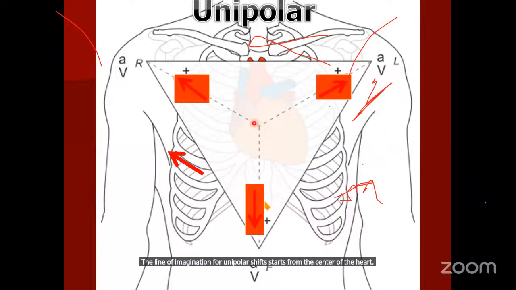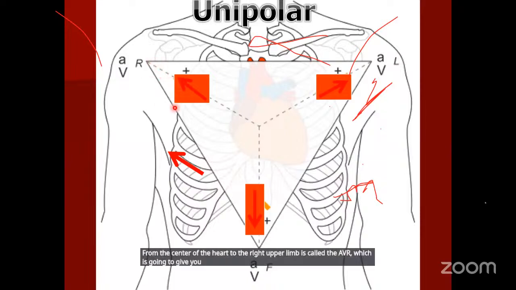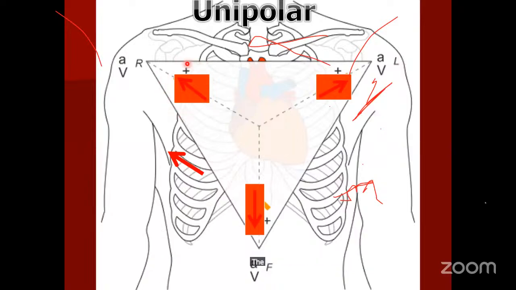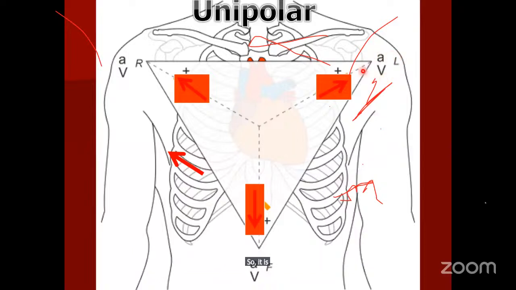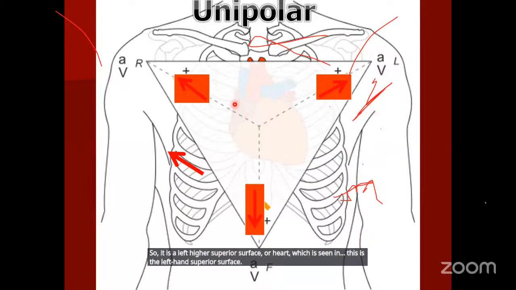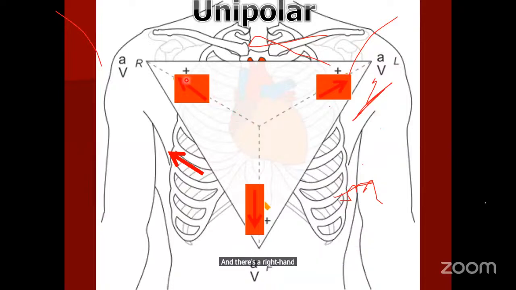From the center of the heart to the right upper limb is called the AVR, which is going to give you the right and superior surface of the heart. It gives you the electrical information of the right and superior surface of my heart. Whereas my AVL is from the center of the heart to the left upper limb, giving me the left superior surface of my heart. So it is a left and superior surface, and this is a right and superior surface, which is given by AVR.